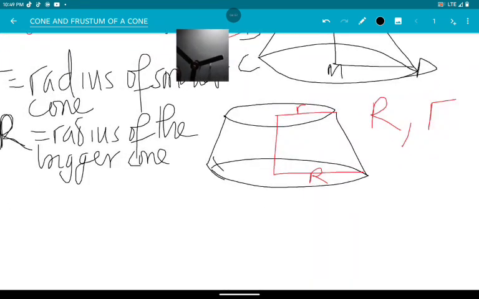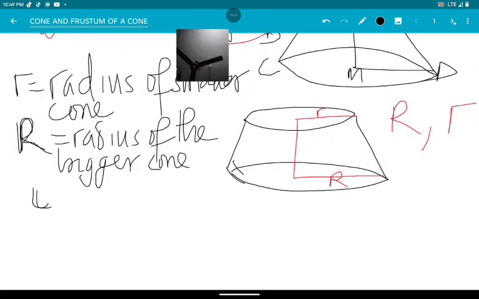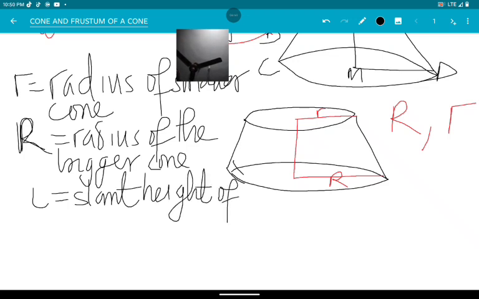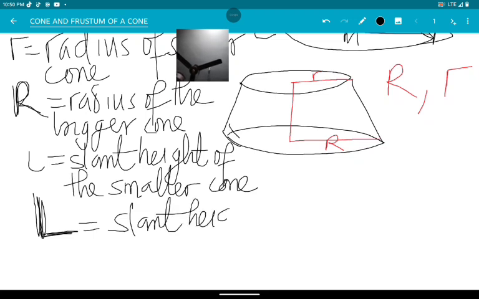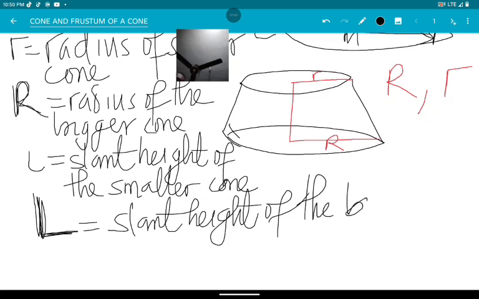Okay, what other things you need to know? You need to note your small l. Your small l is the slant height of the smaller cone, while the big L is equal to the slant height of the bigger cone. Take note, slant height of the bigger cone.